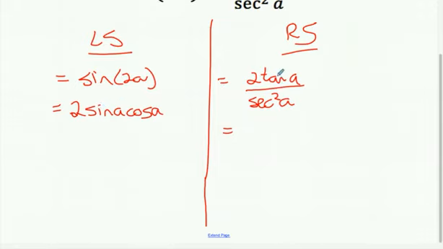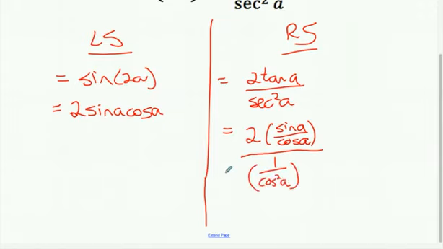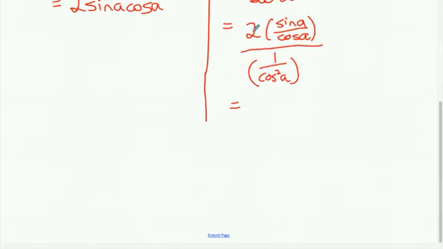So I'm going to use identities I know, like for example the quotient identity, tan a is equal to sine a over cos a. So 2 sine a over cos a, over secant squared a. Well, secant is a reciprocal trig ratio. Secant is the reciprocal of cosine, so I could write this as 1 over cos squared a. Now I'm dividing fractions: 2 sine a over cos a, divided by 1 over cos squared a. When dividing by a fraction, just flip and multiply. So cos squared a over 1.